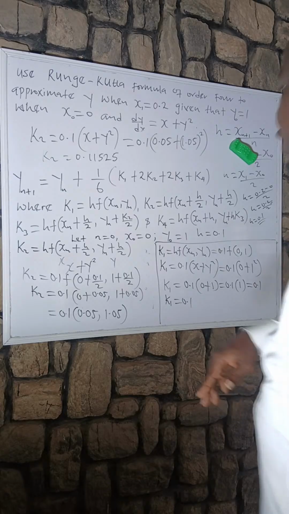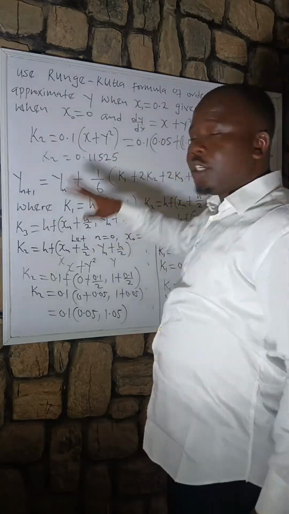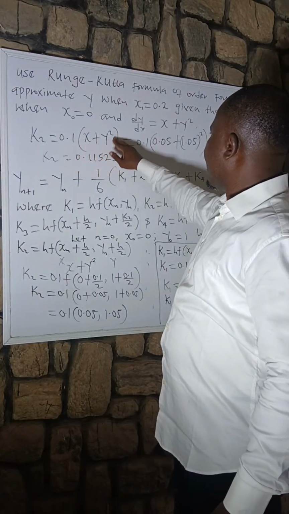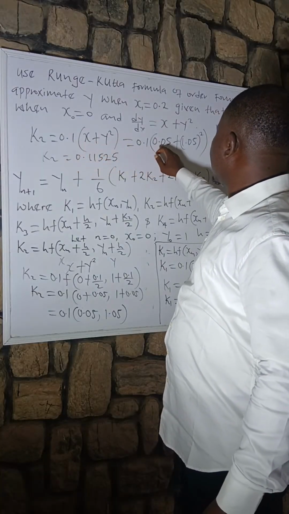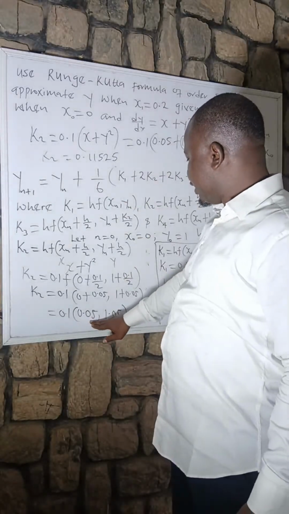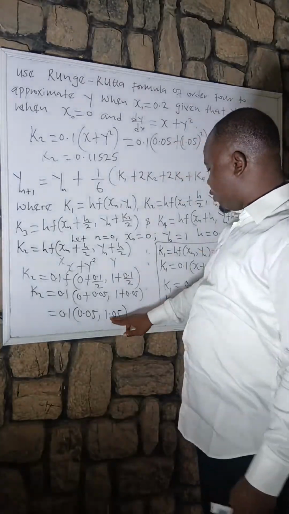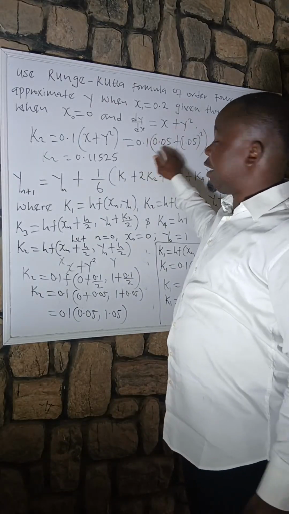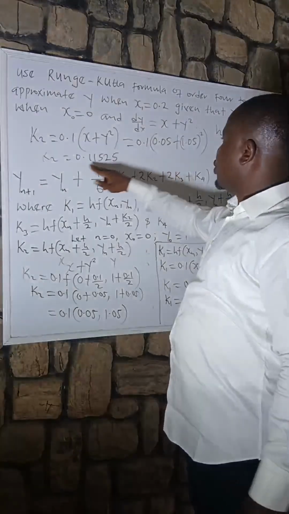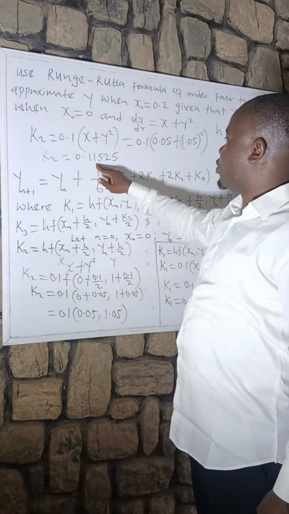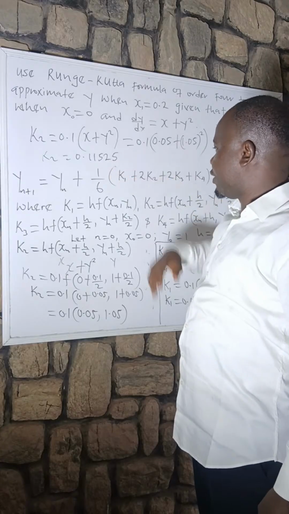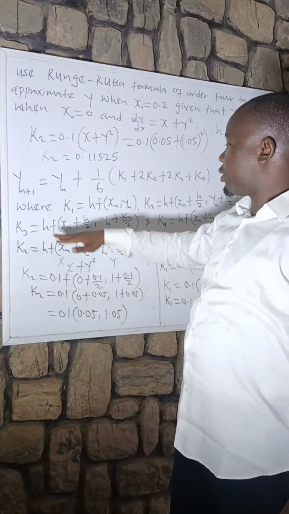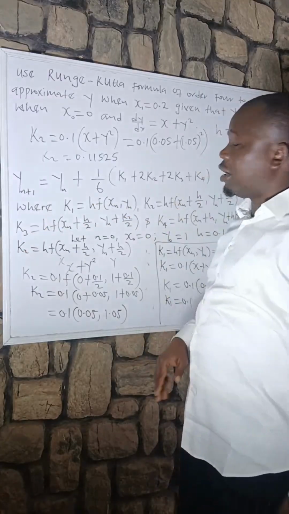Okay, sorry about that. As I was saying, do the arithmetic. This is our X plus Y squared, 0.1 open bracket 0.05. Look at it here, this is our X, then our Y here is 1.05, but Y is squared. At the end of the day, the arithmetic will give you our K2 equal to 0.11525. Then you apply the same approach to consider your K3 and K4.